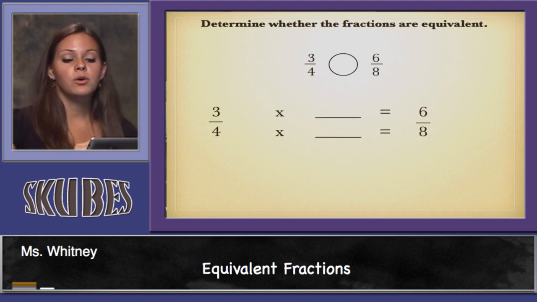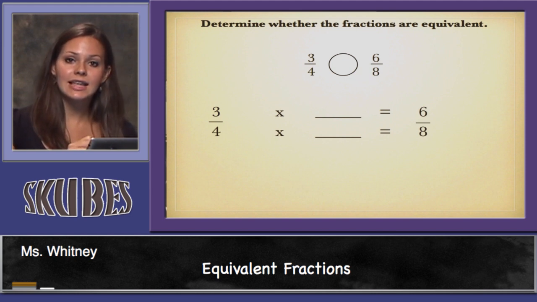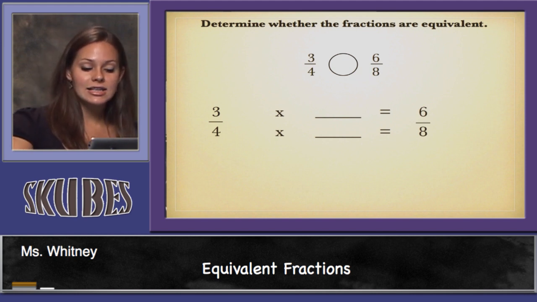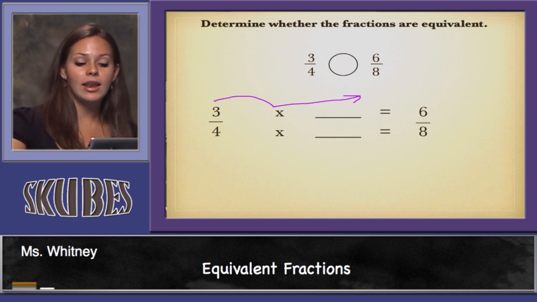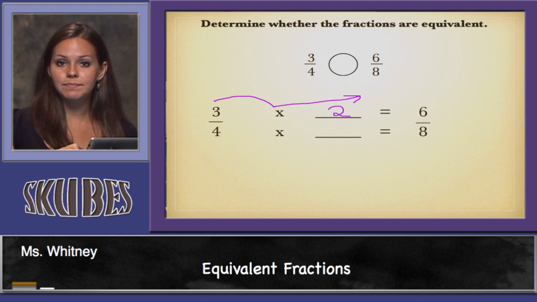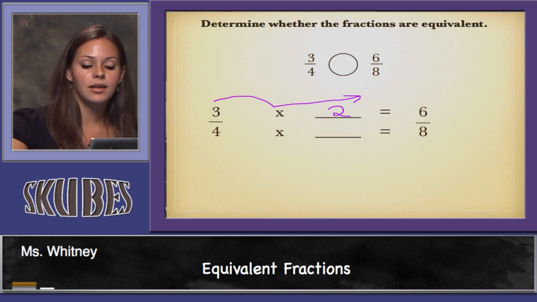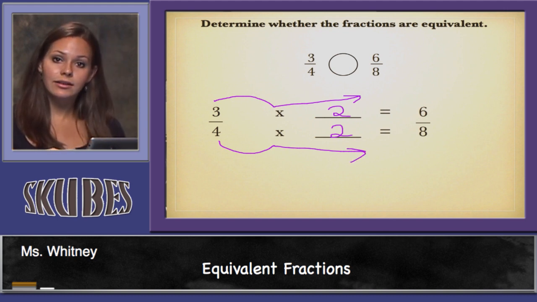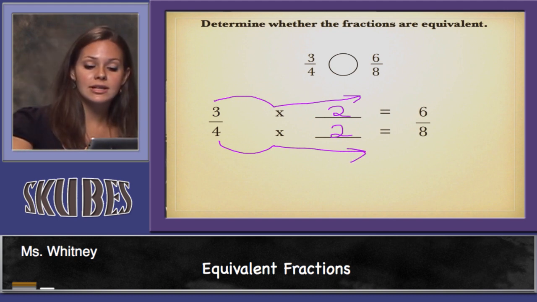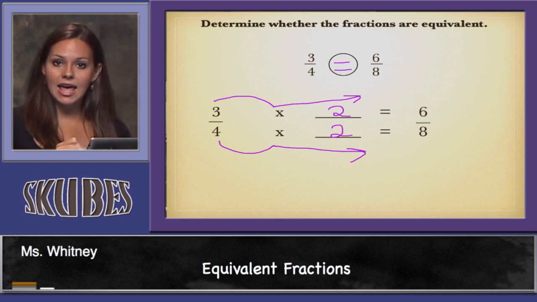Let's try another one. We have 3/4 and 6/8. So I need to ask myself, can I multiply 3 times a number that will equal 6? I know that I can multiply 3 times 2 to equal 6. Now I must multiply my denominator by the same number. So let's try. 4 times 2, and we get 8. So I have proved that 3/4 is equal to 6/8.